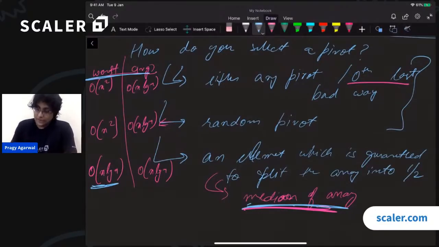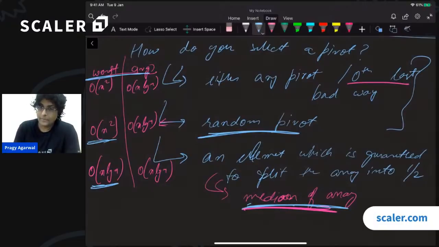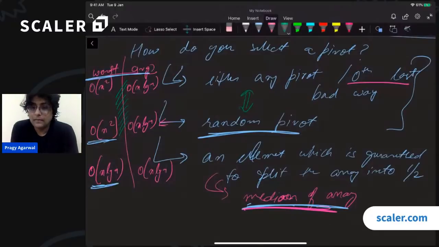Is that clear? So even if you choose a random pivot, your complexity can be order of n square. All right. So if these two cases are exactly the same, then what is the difference between these two? Can someone tell me the difference between choosing a random pivot versus choosing the first element as the pivot?